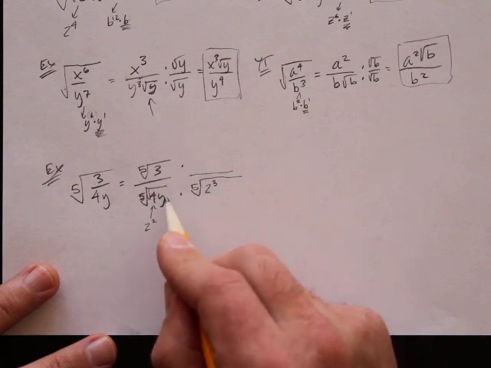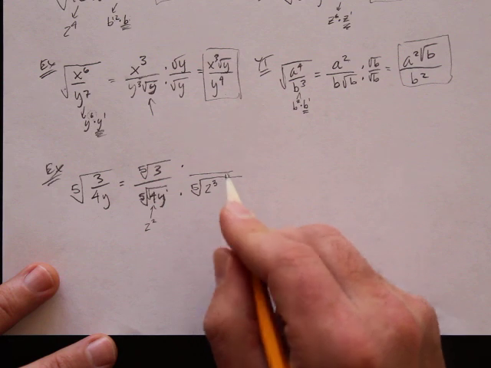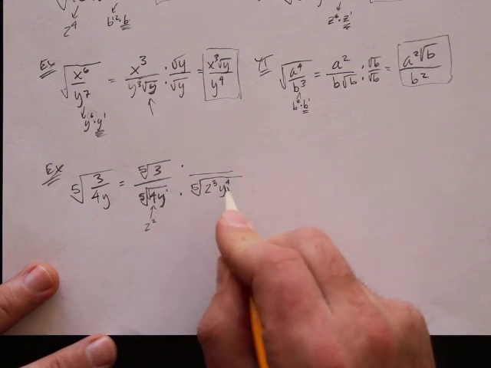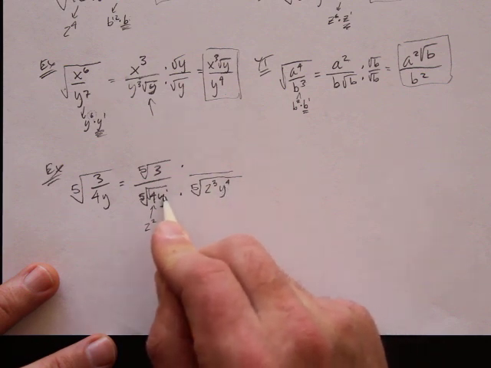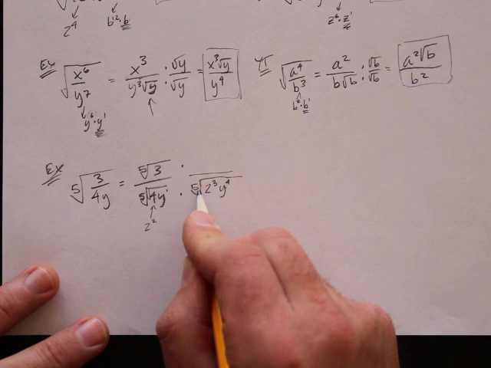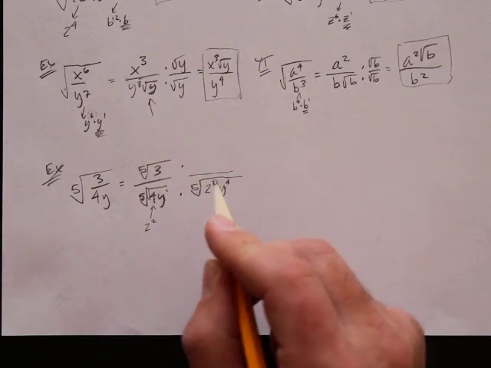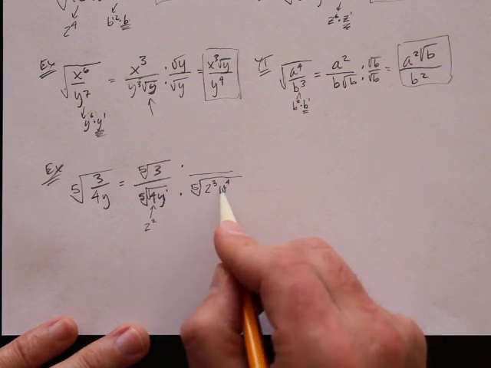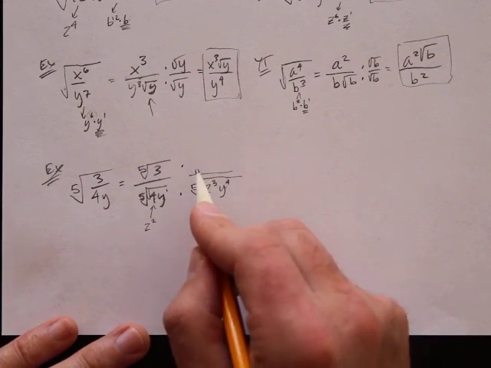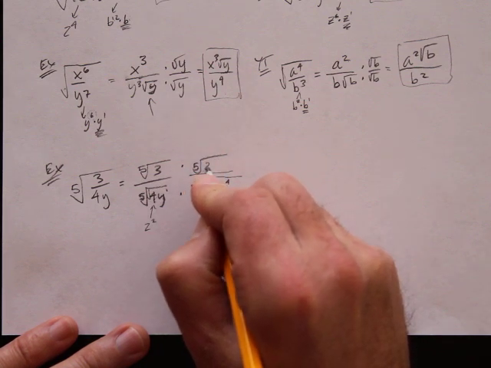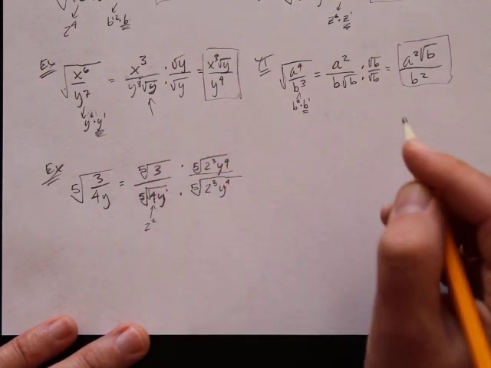And then I also need to figure out what to do with this y. So this is y to the 1 power. So I need to multiply it by what's left over, y to the fourth. Y to the fourth times y to the first is going to get me y to the fifth, and the fifth root of y to the fifth is y. So now I'm all set up for what I need to multiply. And what I do to the bottom, I've got to do also to the top: 2 to the third, y to the fourth.